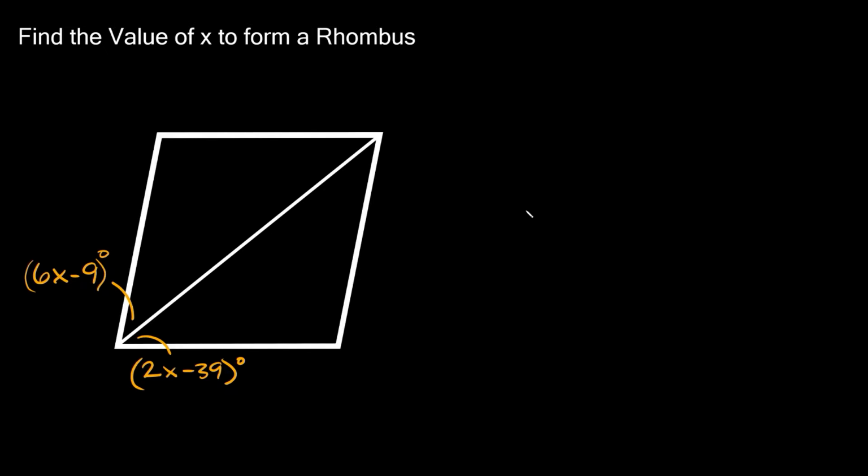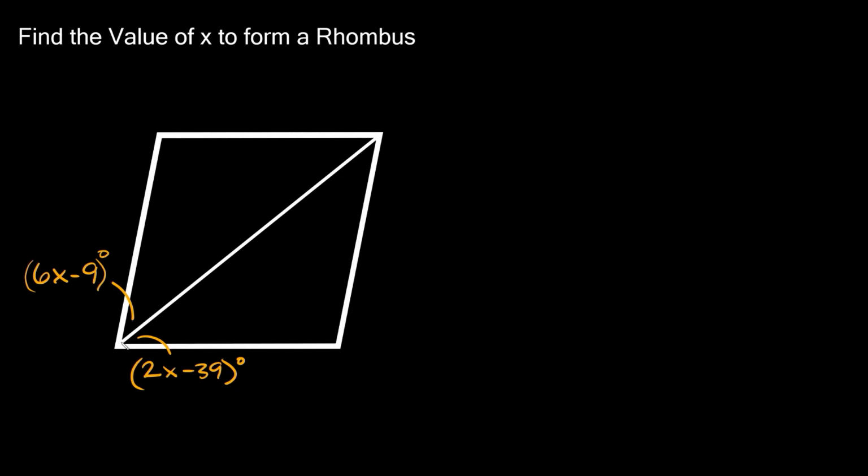So in this video, I'm going to teach you how to find different angles inside of a rhombus, rectangle, and square. With this first example, it just says find the value of x to form a rhombus. As you can see, we have our rhombus, and it's getting cut by this diagonal line. We're also given these two angles that we're trying to solve for: 6x minus 9 and 2x minus 39.